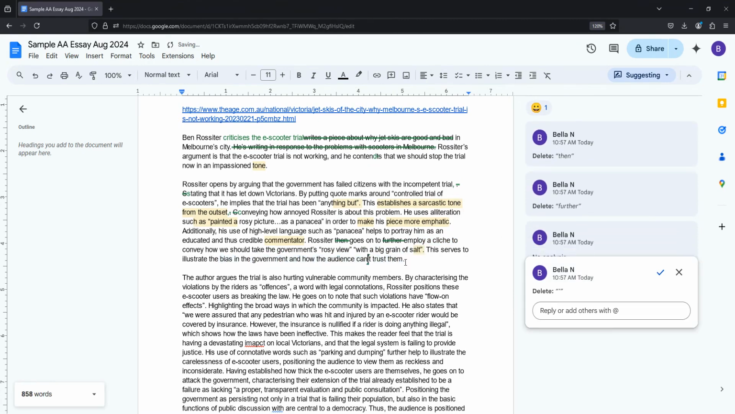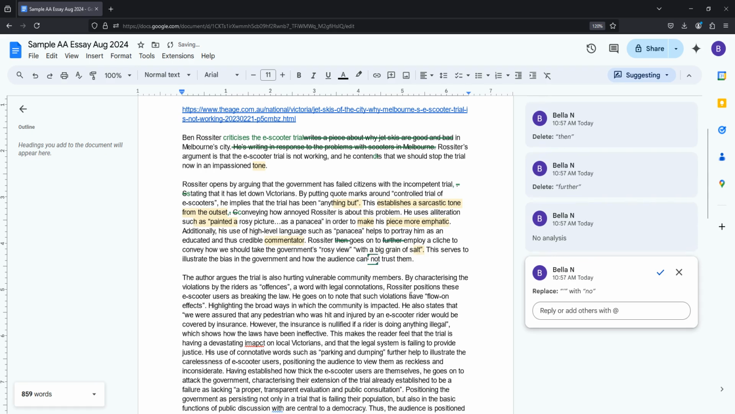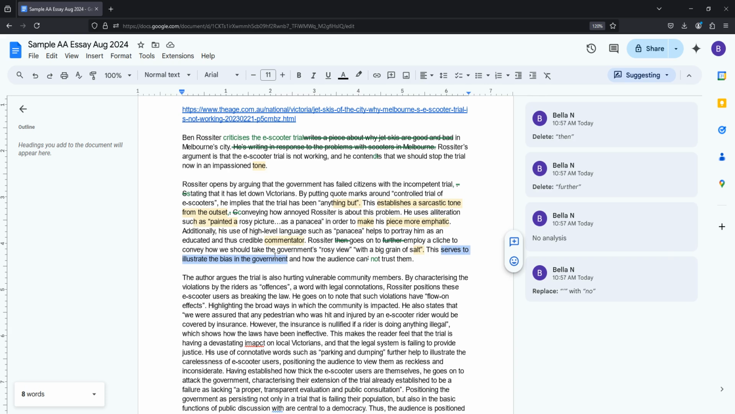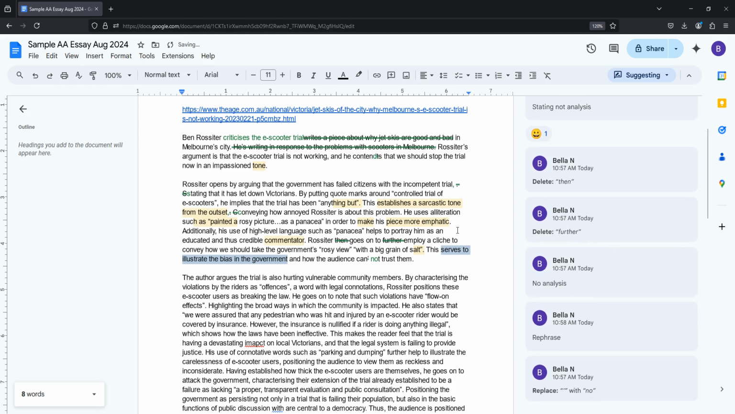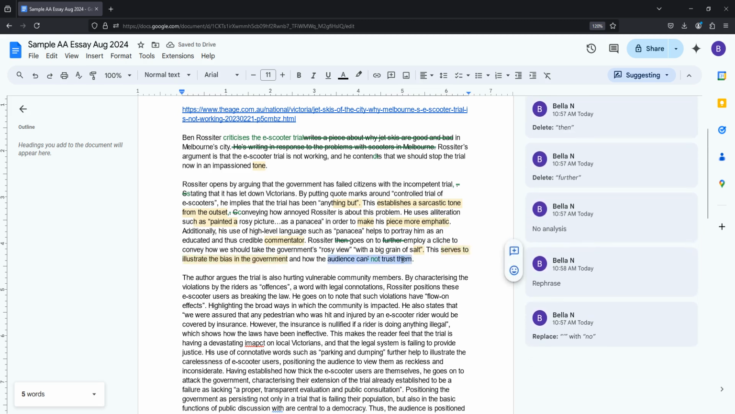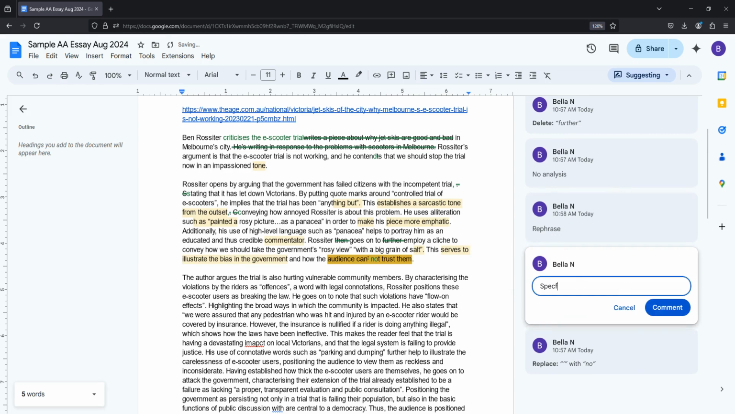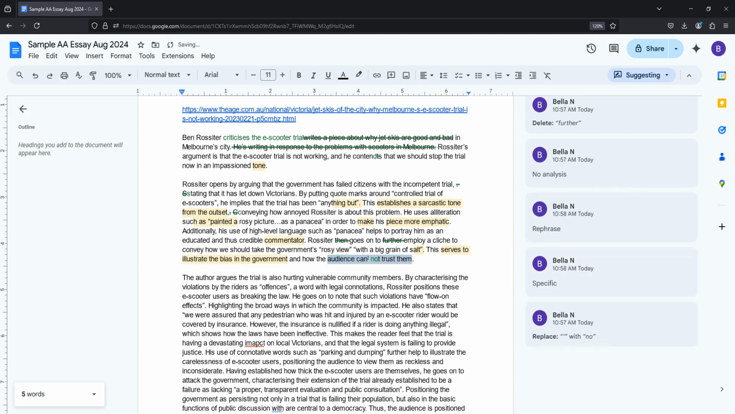Should have more formal language here: "cannot". Also, just take out contractions. "Bias in the government and how the audience can't trust them." I think I would just phrase this differently. I don't know whether saying that it illustrates the bias in the government implies that the bias is actually there, when in actual fact I think he's just trying to position the government negatively. So I would probably rephrase this section. And "how the audience can't trust them" is again a little bit general, so try and make this more specific. What is it that we can't trust?